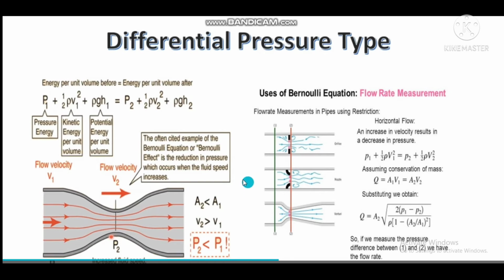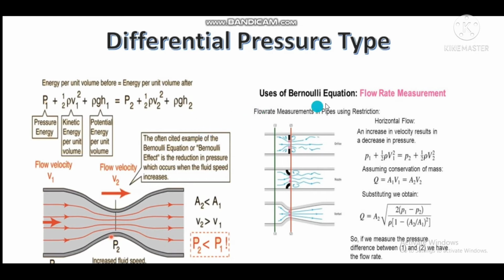Now we have to understand the equation of Bernoulli's theorem. It states that at point 1 the summation of the kinetic energy, potential energy, and pressure energy will be equal to the kinetic energy, potential energy, and pressure energy at point 2, because the energy per unit volume before will be equal to the energy per unit volume after. So in this case we have seen that the summation of all the energy at these two points will be equal.